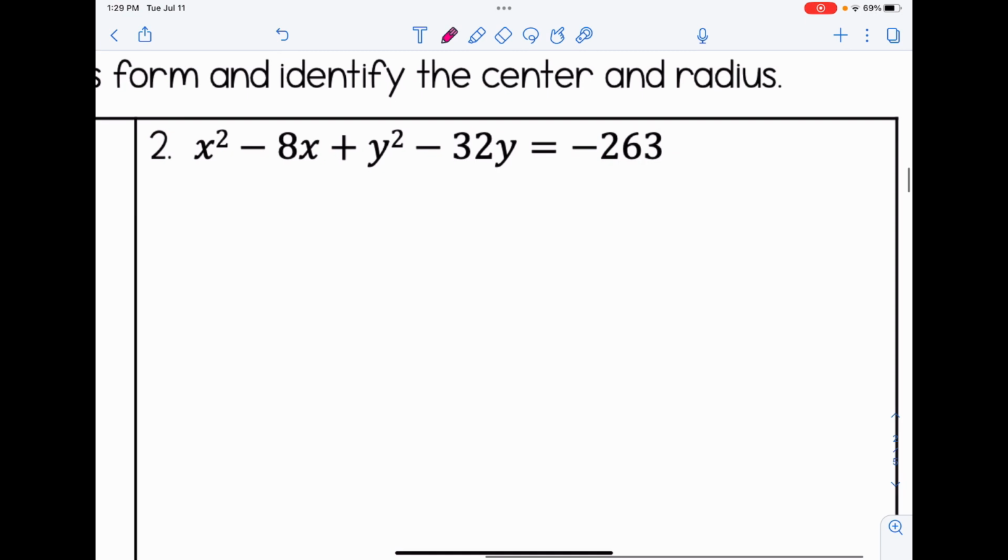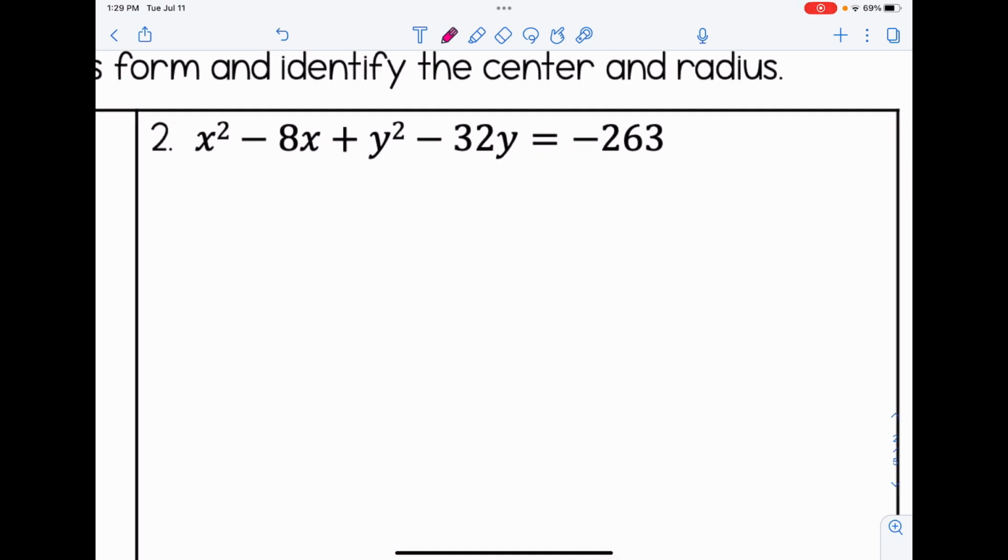All right, for number 2, everything's the way I want it. I have my x terms, I have my y terms, I have the constant on the right-hand side. So we'll be leaving 2 gaps in this problem, one after the x's, and we're going to leave one after the y's, balance that out on the other side of the equation with 2 gaps here.